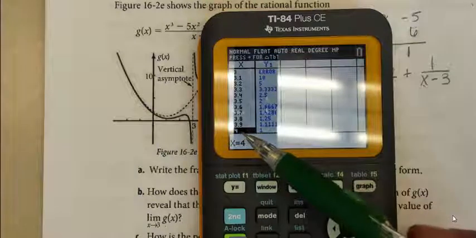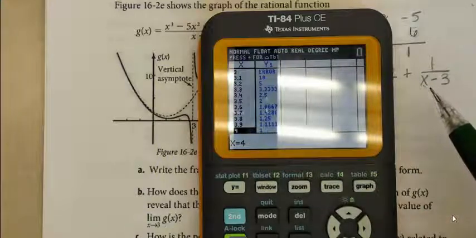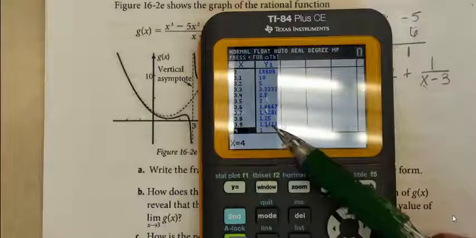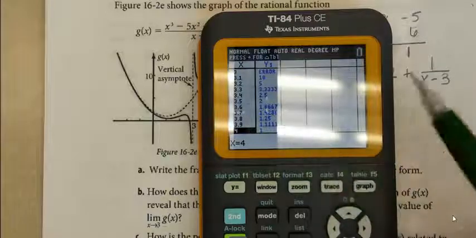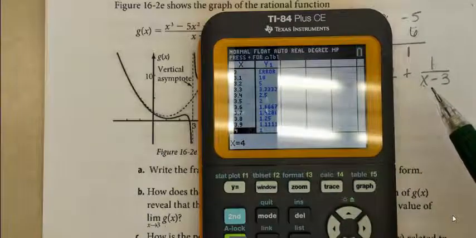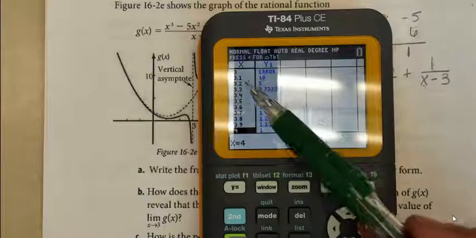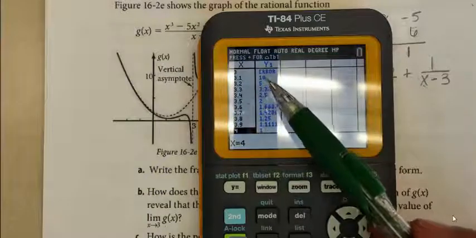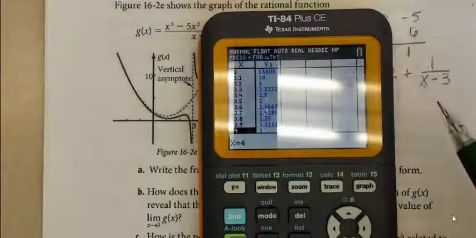Let's say I'm starting at 4. I plug 4 into this equation and I end up with 1. Then as I put in 3.9, it's getting bigger, right? 3.8, it's getting bigger. 3.7, it's getting bigger, because I'm taking 1 and dividing it by a smaller number. Look, at 3.1, it's up to 10. Imagine if I was going by hundreds of thousands. This number is just going to keep getting bigger and bigger. So really, this thing ends up going to infinity. So that's why we end up with this vertical asymptote.